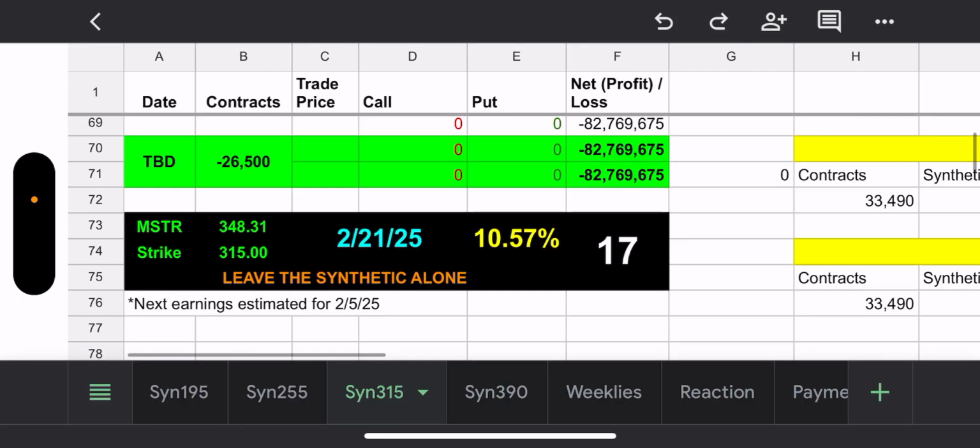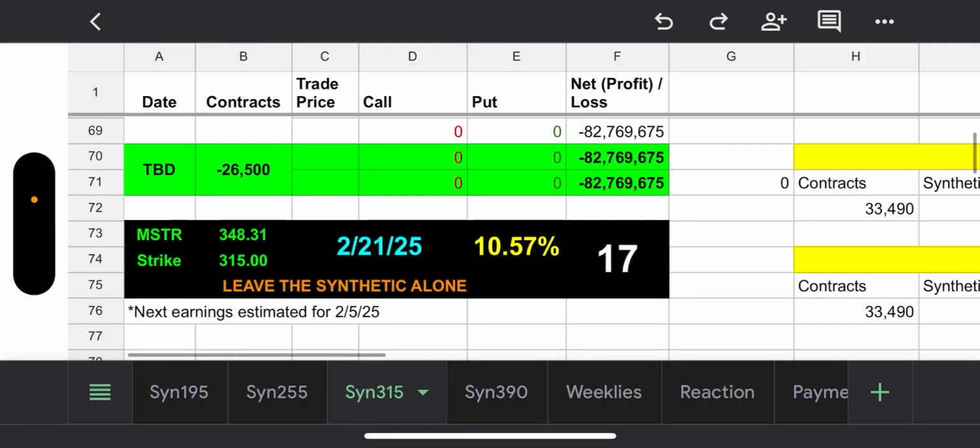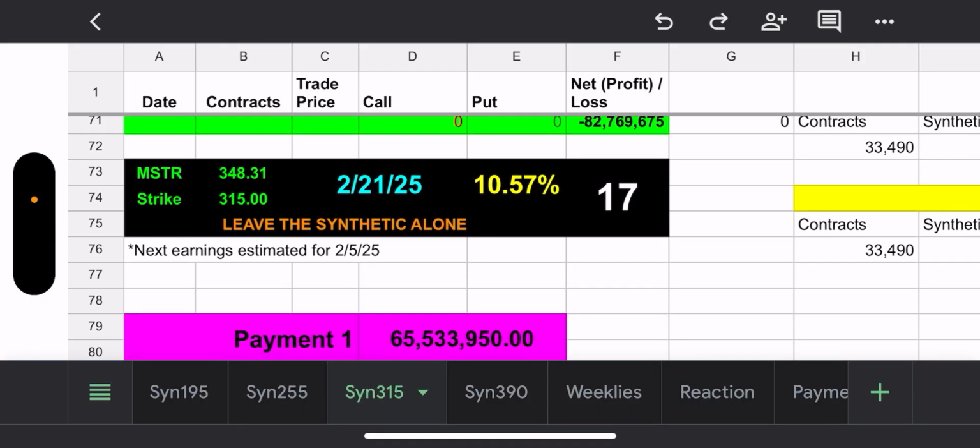But anyway, so they added to the 315 synthetic, right here, 220. Cost them, what, 700K, whatever. That's because MSTR is at 348 and the strike is 315. So obviously buying a call is pretty expensive. Now, this expires in 17 days. So they're going to have to close this and roll it to a new synthetic position, essentially at the money, which would be around 350 if they did it today, right? But we'll see. They've also got earnings today after hours. All right, so stay tuned for that.